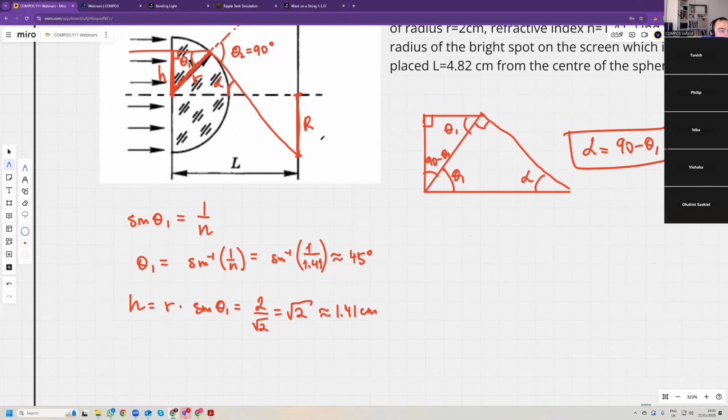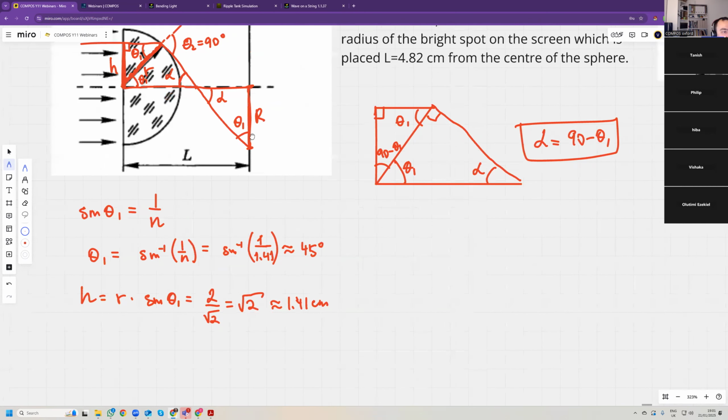And we can find this distance. So this is alpha. But if this is alpha, that means that this is theta 1 and this is theta 1. Okay, so we don't really need alpha here. We can use theta 1. And let's call this distance x1 and we'll call this distance x2.